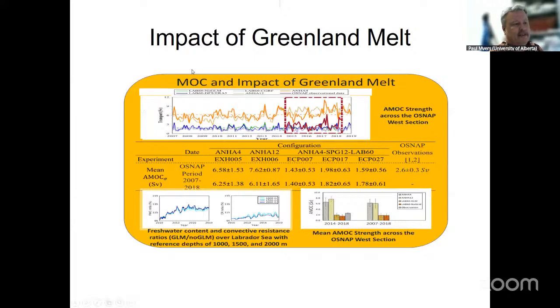And so we've done experiments where we've changed the amount of Greenland melt, and you can see the amount of that meltwater in the Labrador Sea, and I just got 2 different subregions.